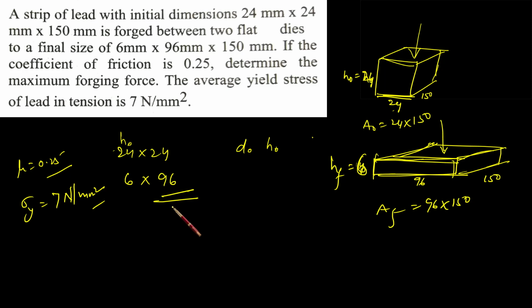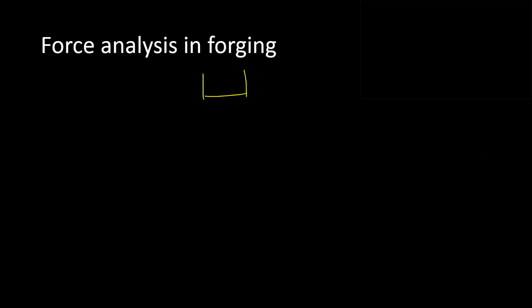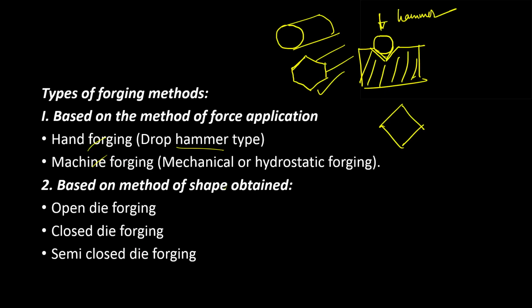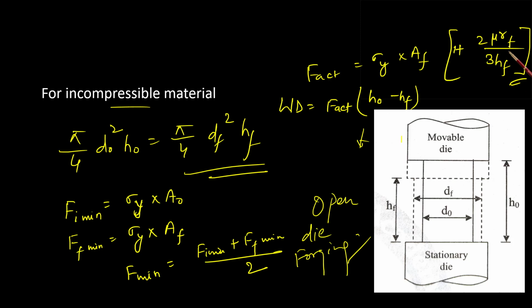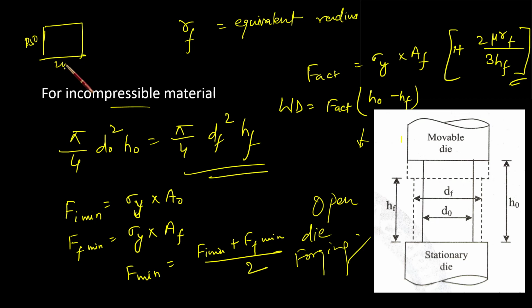Okay, so we have to use this formula, where RF is basically the equivalent radius. So we have to calculate the equivalent radius. This cross-sectional area, let's suppose it is 150 by 24, has to be equivalent to some radius, Ri or Rf. So convert it into that.